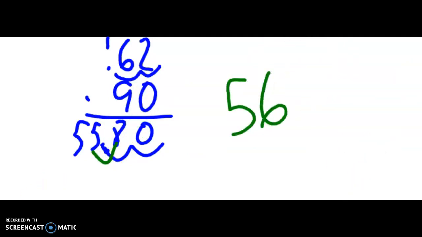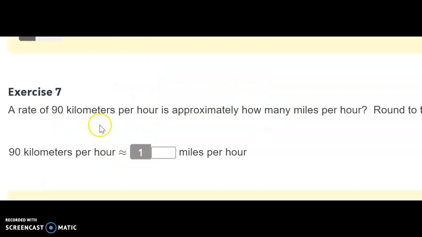So we're going to go back to our original problem. Our original problem says the rate of 90 kilometers per hour is approximately how many miles per hour? So 90 kilometers per hour is roughly equal to 56 miles per hour.